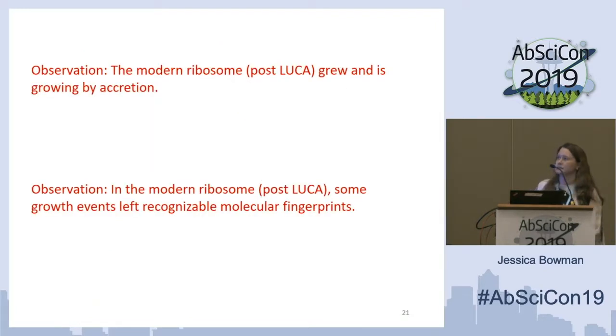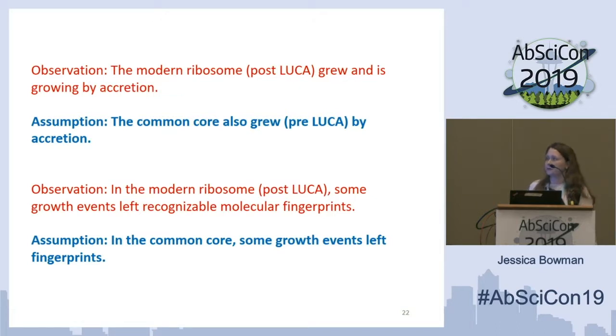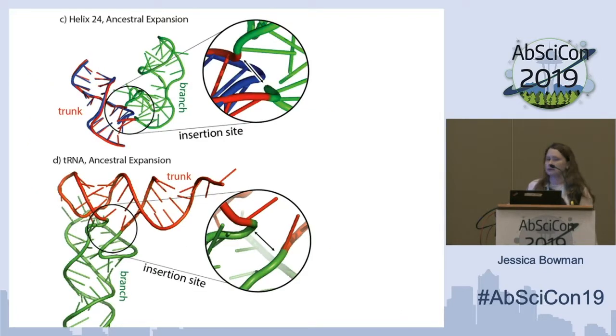So we can make 2 observations. One is that the modern ribosome post-LUCA grew and is growing by accretion, and the second observation is that the modern ribosome post-LUCA left some recognizable molecular fingerprints. So if we combine those 2 with assumptions that the common core also grew by accretion, and in the common core these growth events or fingerprints were also left, we can go in and look at the common core of the ribosome for these insertion events and actually see back beyond the emergence of the last universal common ancestor. This is a model, and it gives us a testable model.